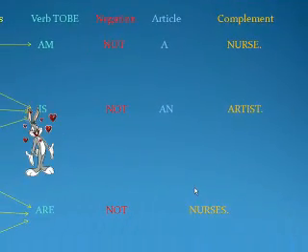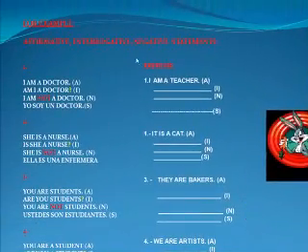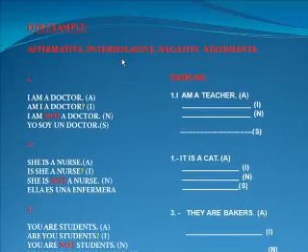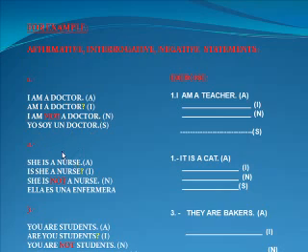Pass to another topic. For example, in this part we have affirmative, interrogative, negative statement, and Spanish. First examples. I am a doctor. Am I a doctor? I am not a doctor. Yo soy un doctor. Example number 2. She is a nurse. Is she a nurse? She is not a nurse. Ella es una enfermera.